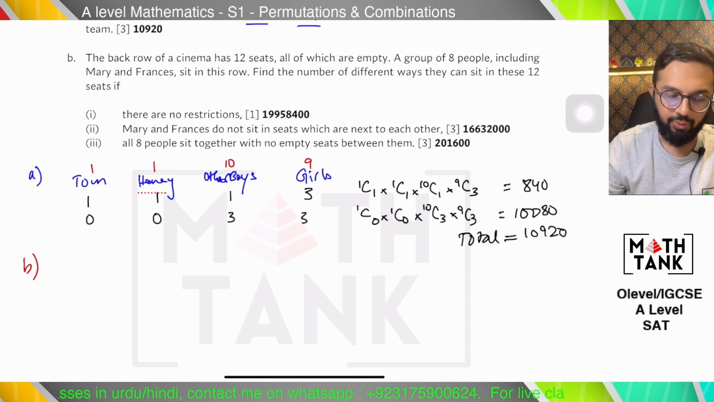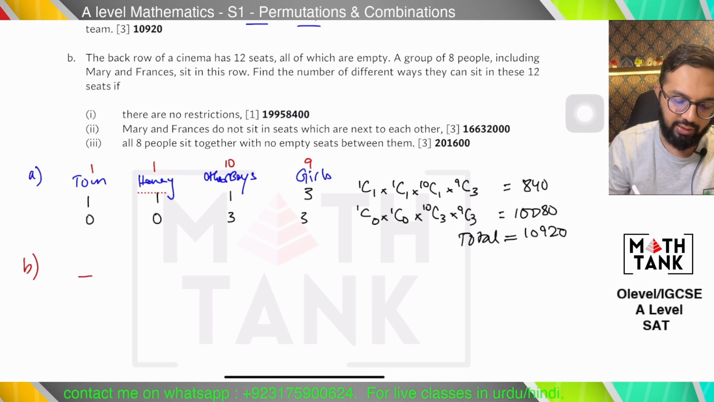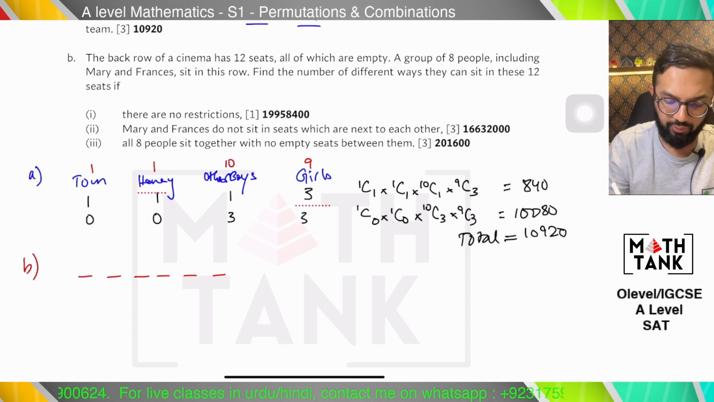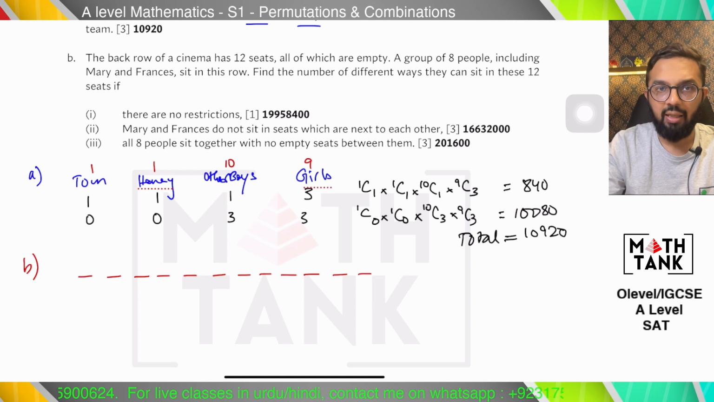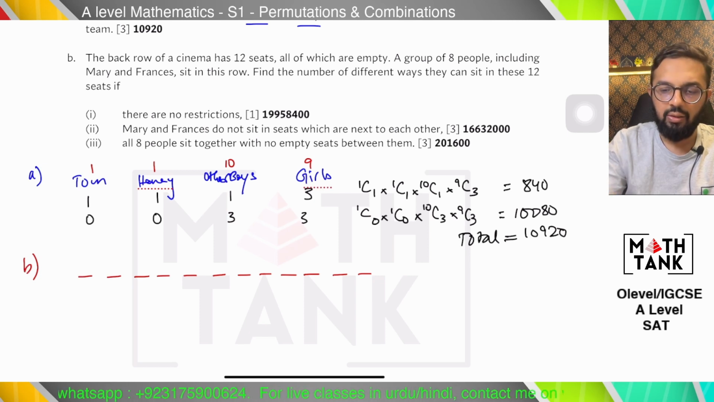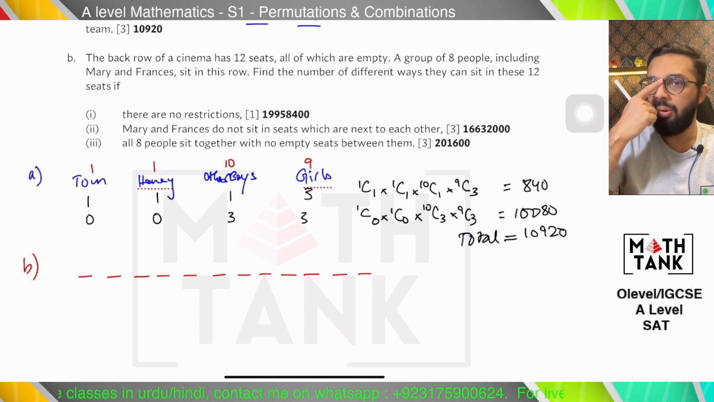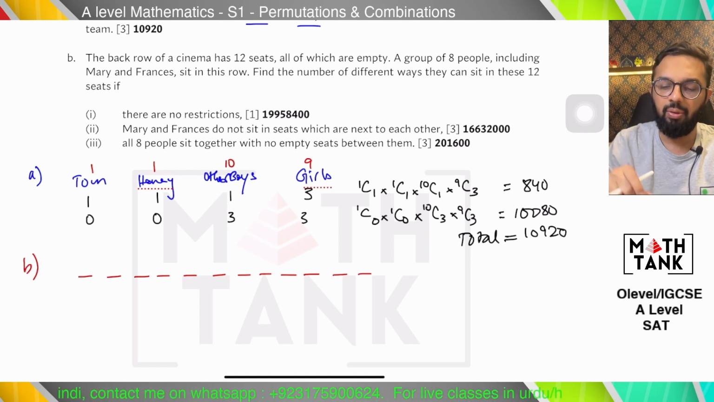Okay. So what I'm going to do is I'm going to say that there are 12 seats. There are different ways of doing this question. Just remember that. Okay. But only 8 people are there. A group of 8 people, including Mary and Francis, sit in this row. Find the number of different ways that they can sit in these 12 seats if there are no restrictions. So whenever people are coming in and choosing their seats and then sitting on them, what you should remember is that this is a merger between permutations and combinations.